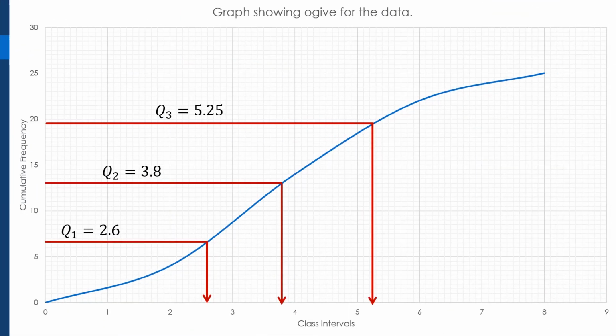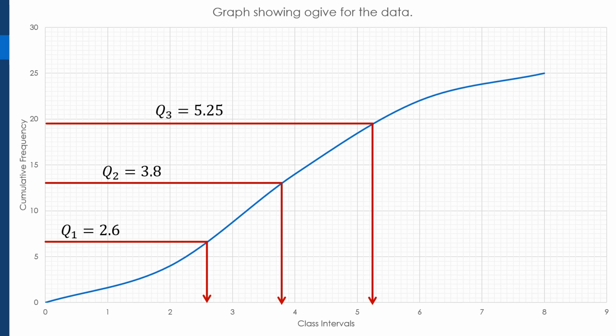Now let's read the values directly from the ogive. We start by finding the positions we calculated earlier, 6.5, 13, and 19.5, on the cumulative frequency axis, or the vertical axis. For Q1 at 6.5 on the cumulative frequency axis, we trace across to the ogive curve, then drop a vertical line down to the x-axis. That gives us a value of 2.6. For Q2 at 13, we follow the same steps. Move across from the cumulative frequency axis to the ogive, then drop down, and we get 3.8. Finally, for Q3 at 19.5, we repeat the process and read the corresponding value on the x-axis as 5.25.